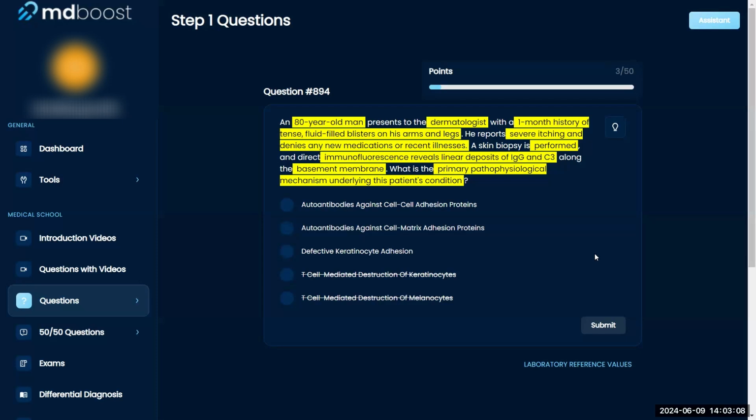So the big thing with bullous pemphigoid is hemidesmosomes, which is I believe cell to matrix. Because cell to cell, I'm thinking of like, yeah. So I would go with cell to matrix. I would go with this.